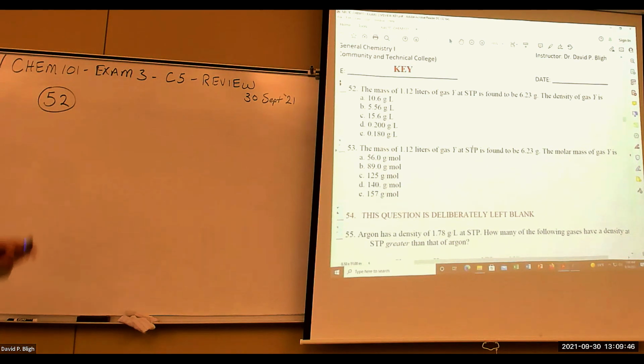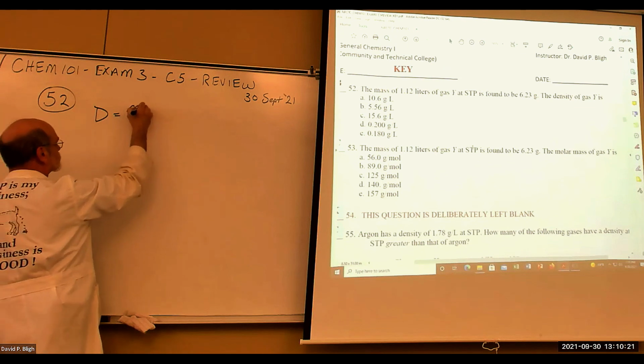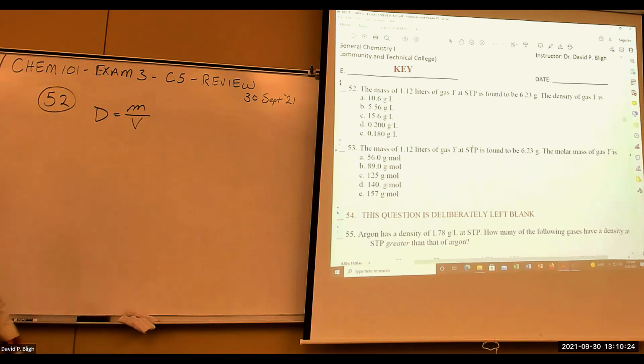Okay, 52. The mass of 1.12 liters of gas, Y, at STP is found to be 6.23 grams. The density of the gas is what? So when you have a problem like this, and for many problems actually, start with the end. Once you get to the end of the problem statement, go to the end and work your way backwards. The density of the gas is what? That's the question. So what do you need to know to find density? Mass per unit volume, correct?